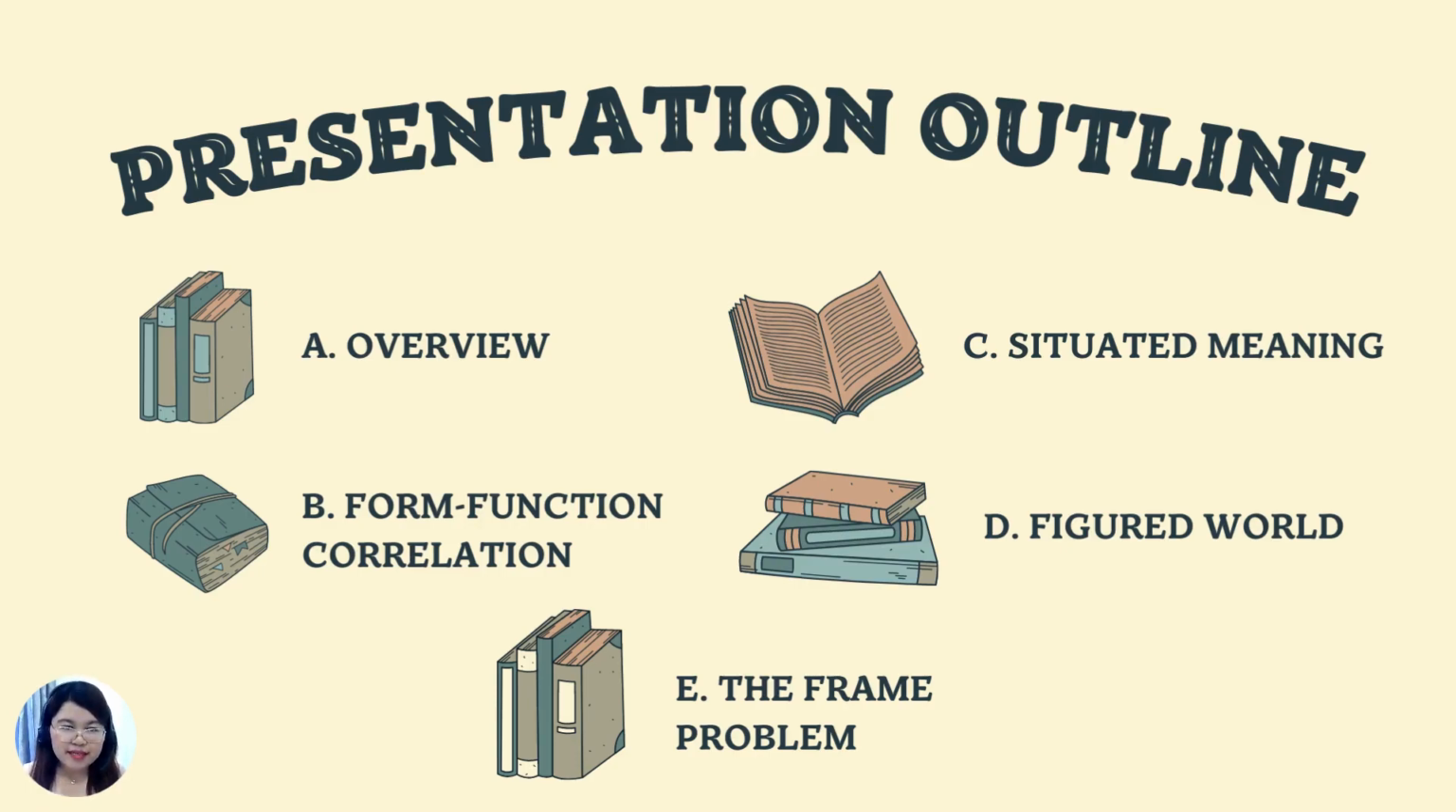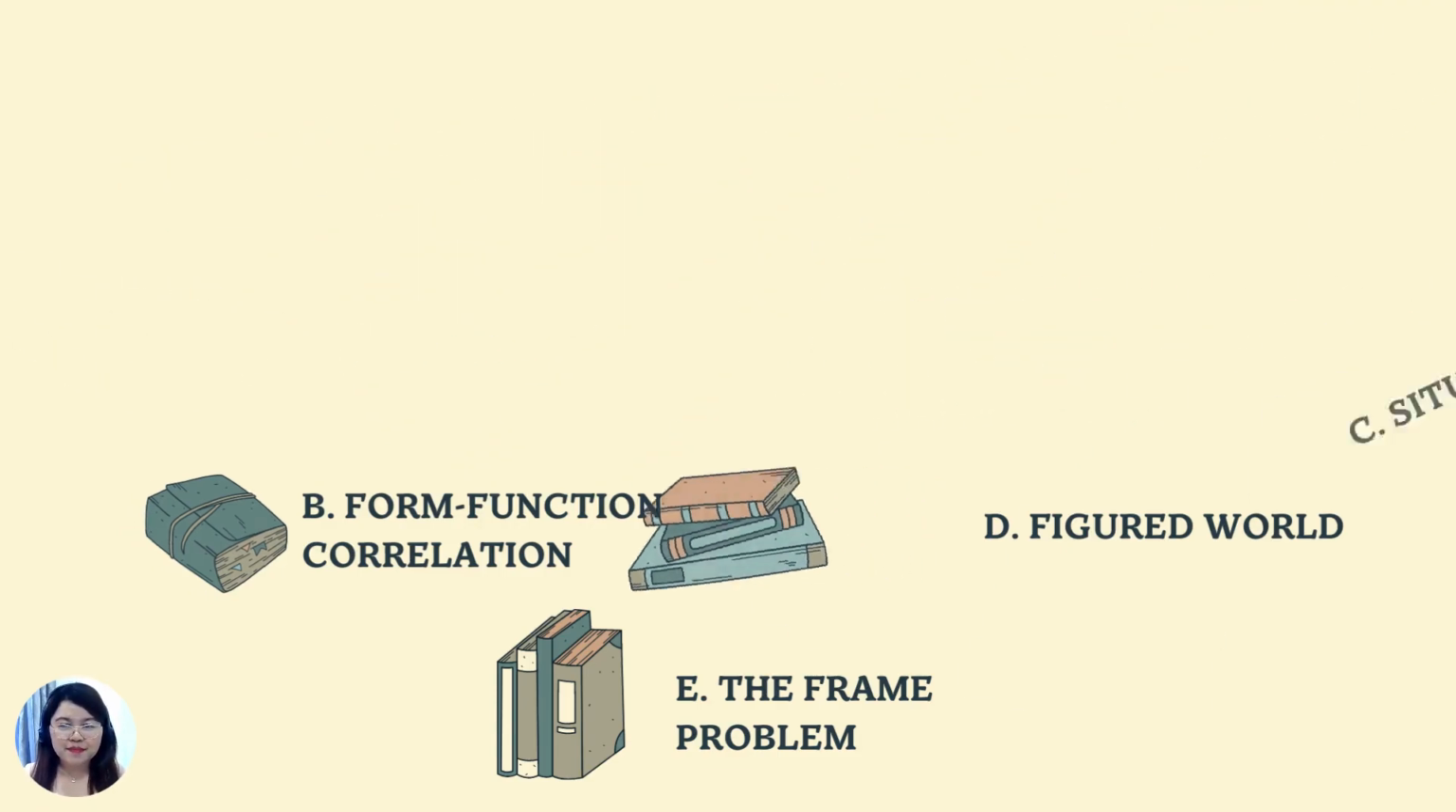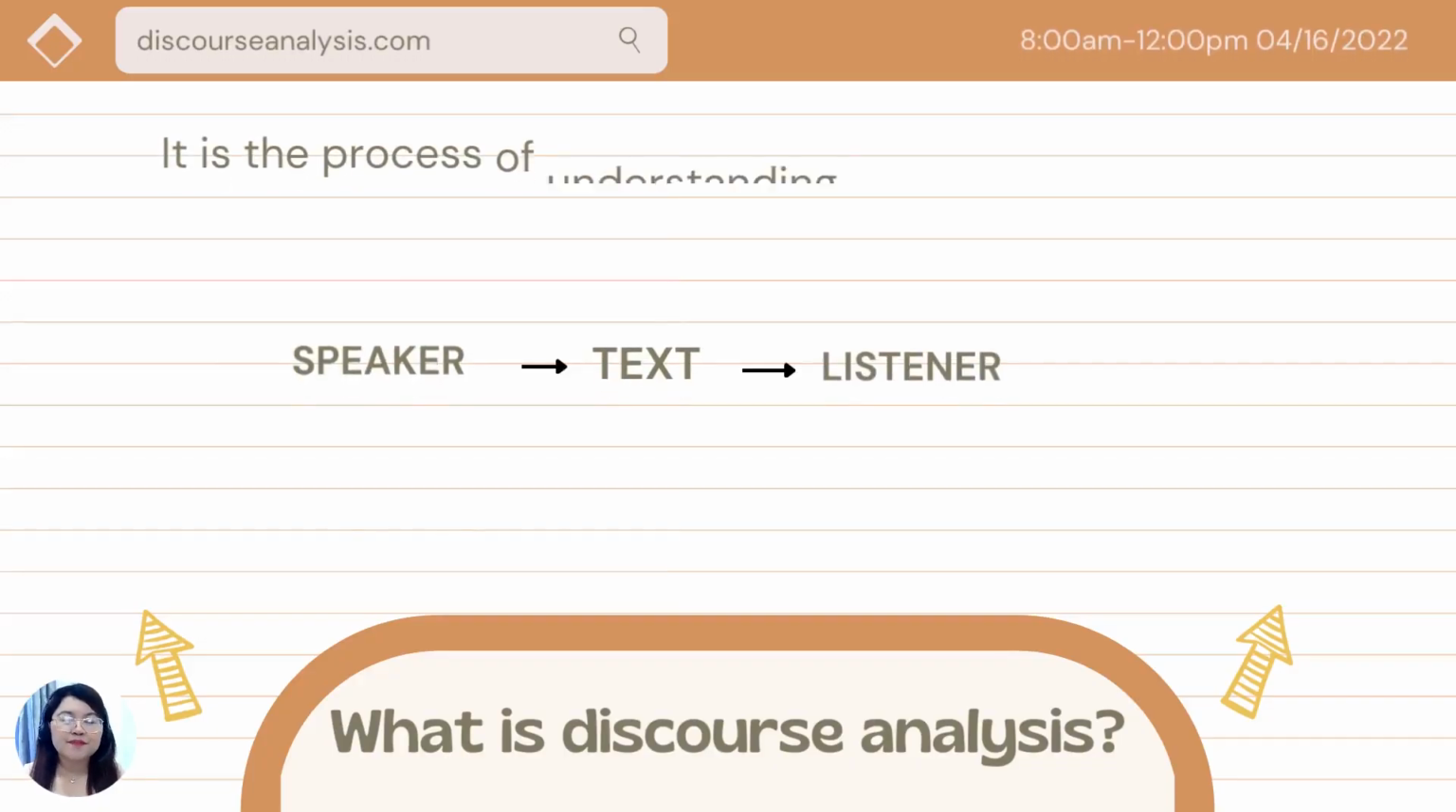So the first one is the overview of discourse analysis. This is actually the primary reason why we are here. Why are we analyzing some discourses, right? So the first task is the form-function correlation, then situated meaning, figured world, and the last subtopic is the frame problem. So let us start.